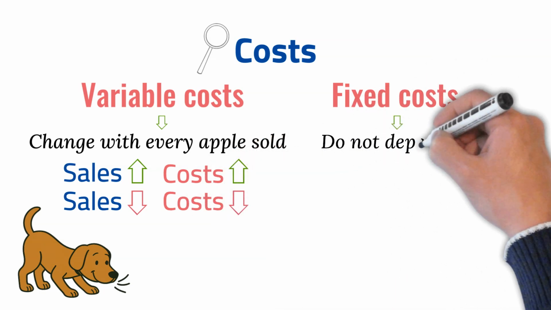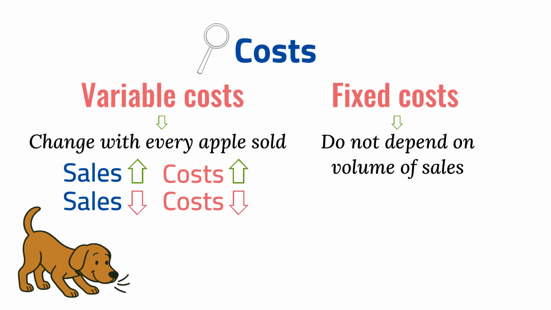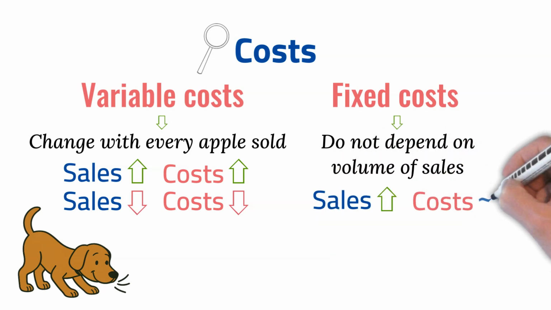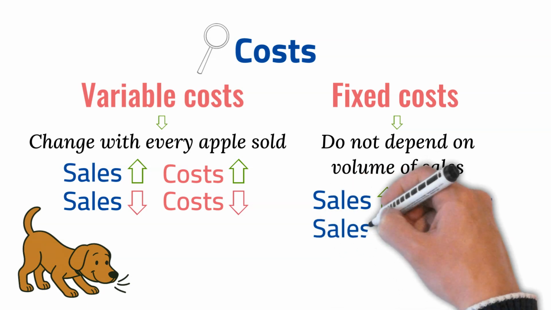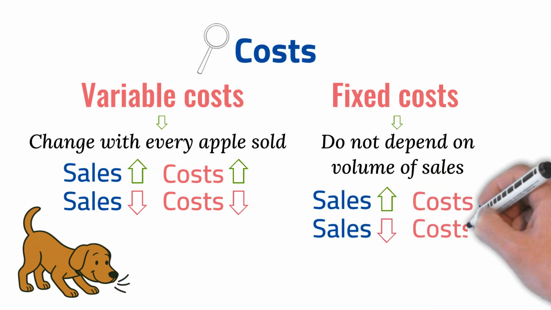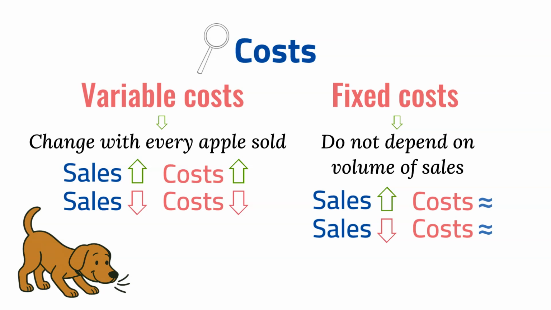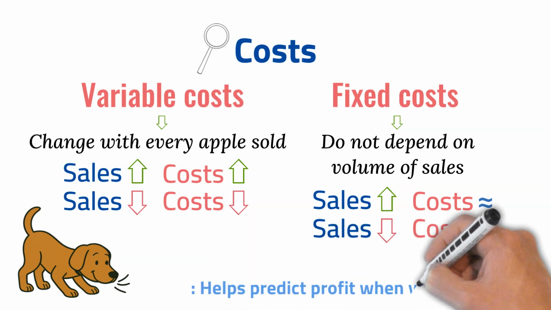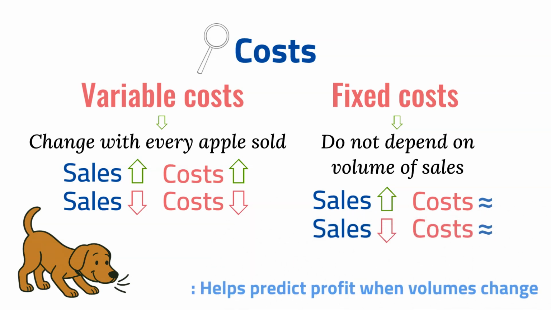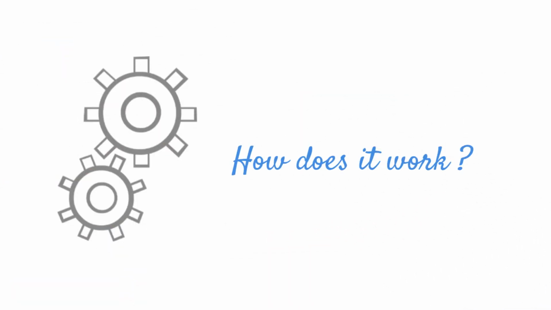Fixed costs, on the other hand, stay steady in the short run and don't depend on whether you sell apples or not. These costs could include your management salary, rent of the warehouse where you store your apples, accounting software. Knowing which is which helps you predict profit as sales volumes change. So, your extended income statement now may look like this.